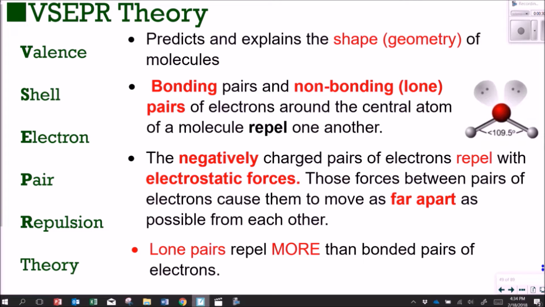The VSEPR theory is the valence shell electron pair repulsion theory. It predicts and explains the shape and geometry of molecules. Bonding pairs and non-bonding or lone pairs of electrons around a central atom of a molecule repel one another. The negatively charged pairs of electrons will repel with electrostatic forces, and these forces between the pairs of electrons cause them to move as far apart as possible from each other. Lone pairs will repel more than bonded pairs of electrons.